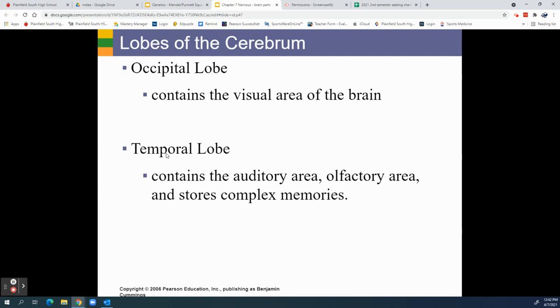The temporal region is the area that contains both auditory as well as olfactory, and it also stores some more of our complex memories. So again, with damage to this area, people could lose their ability to smell, and they could also lose their ability to comprehend speech in this area.